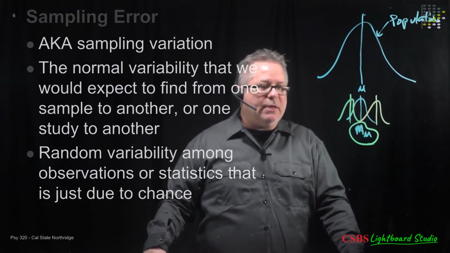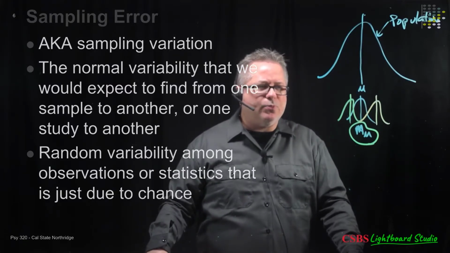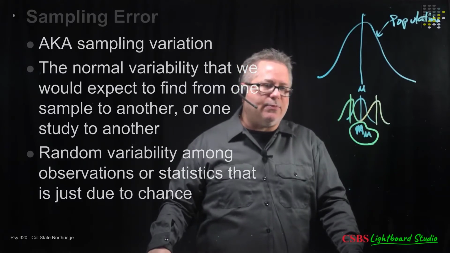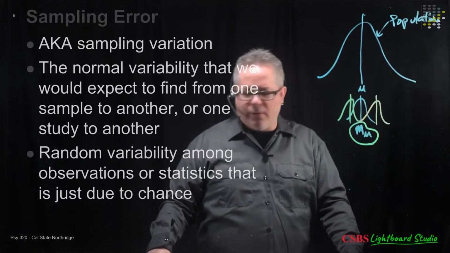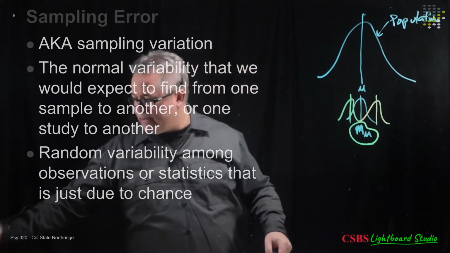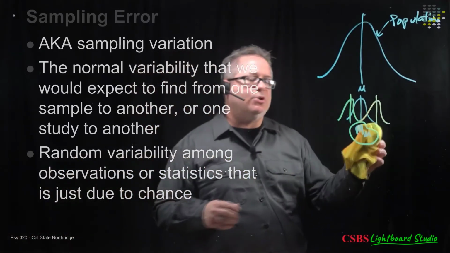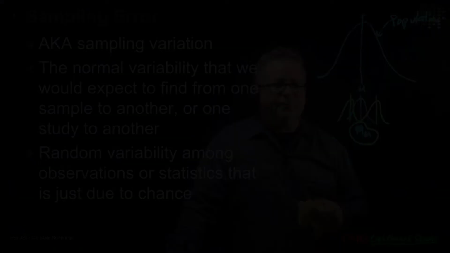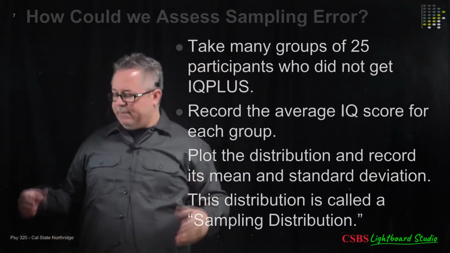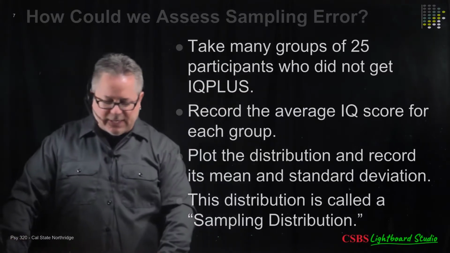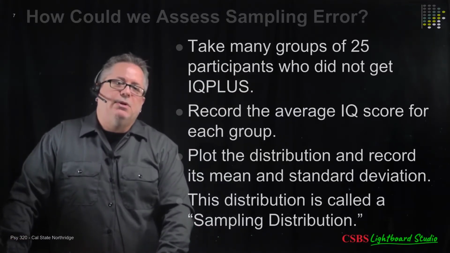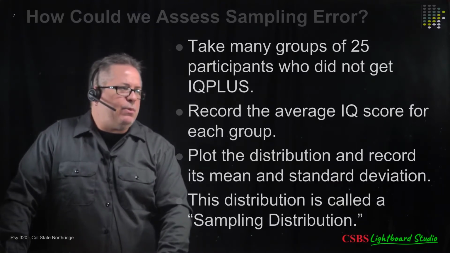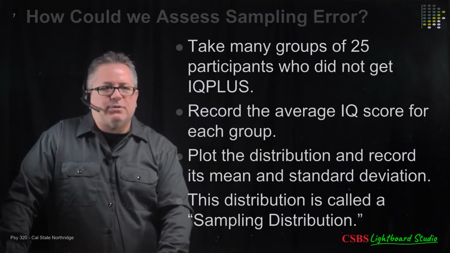But we need some way to figure out how much random variability we expect. How much would be normal if we take these samples from the population over and over again? How do we estimate this, and how do we use it to inform our decisions about the one sample that we have? So if we had the time and the luxury and the access to a large population, how could we assess sampling error? Well, we could take many groups of size 25.